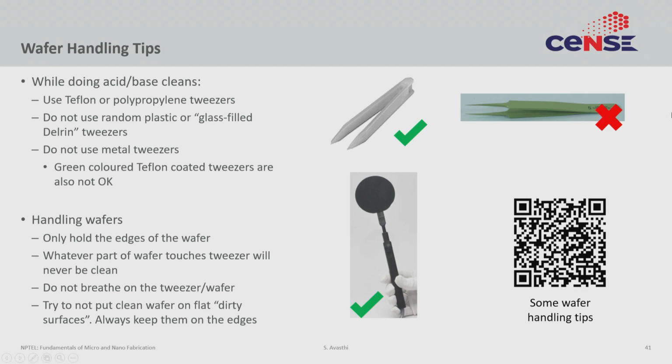Even these green colored metal tweezers that come with a Teflon coating are not recommended for most applications that require acid or base cleans, because over a period of time this Teflon coating comes off and you are back to square one with metal contamination on your wafer. For more advanced cases, you might consider using a wand. This is just a vacuum wand, so it picks up the wafer using vacuum. And again, some wafer handling tips for a different video. Those of you who are interested, I urge you to go and look at it.